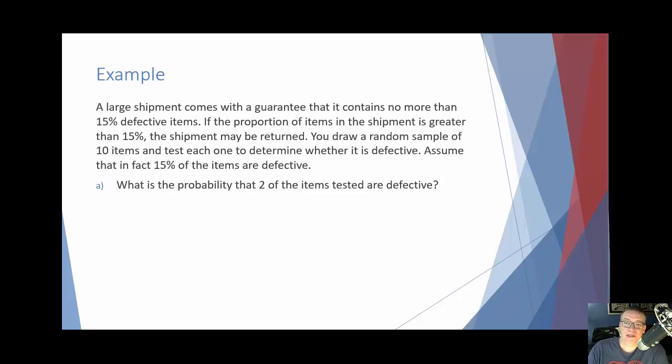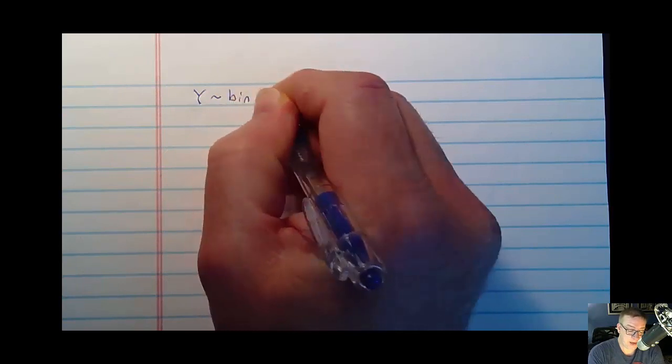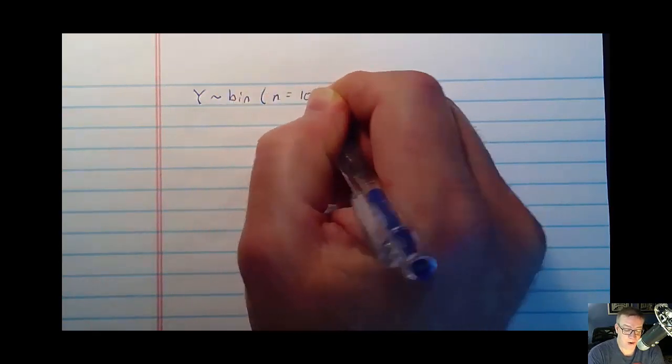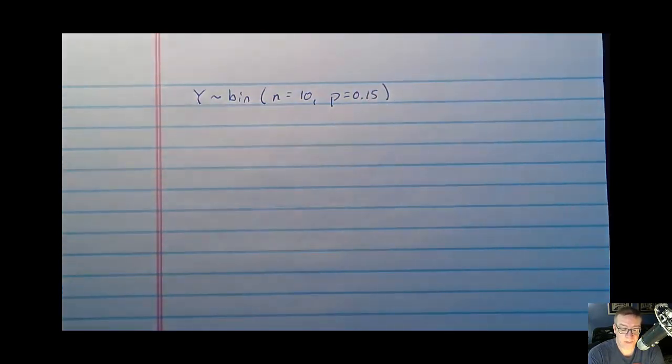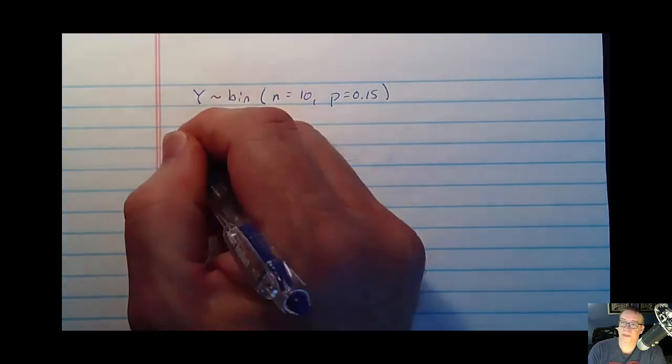We want to know what is the probability that 2 of the items tested are defective. Okay, so I'm going to go over here and just summarize what I know. I know that we are taking a sample of 10 items and we're going to test them. And we're told that there's a 15% chance that any one of those items are defective. So it seems to me like we're told then that y is binomial, where n is equal to 10, and our probability of success is 0.15.